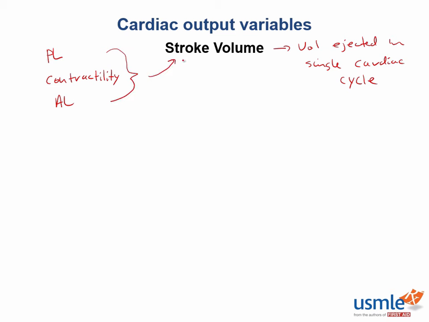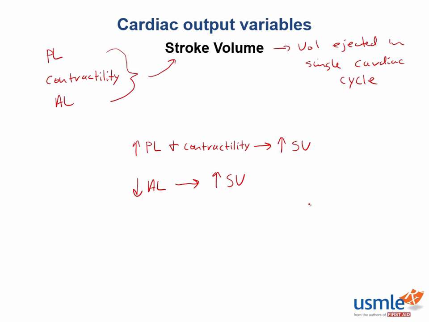Now, as preload and contractility increases, stroke volume increases. And as the afterload decreases, stroke volume increases. Or to say this another way, stroke volume is directly proportional to preload and contractility, and it's indirectly proportional to the afterload. Now, we'll discuss each of these individually later on, so let's cover what we need to know for stroke volume.